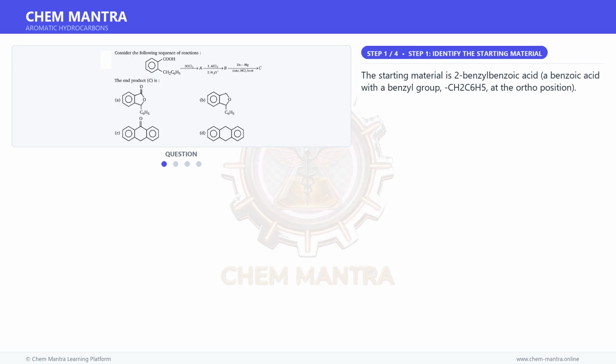The starting material is 2-benzyl benzoic acid, a benzoic acid with a benzyl group, CH2C6H5, at the ortho position. Moving on to the next step.